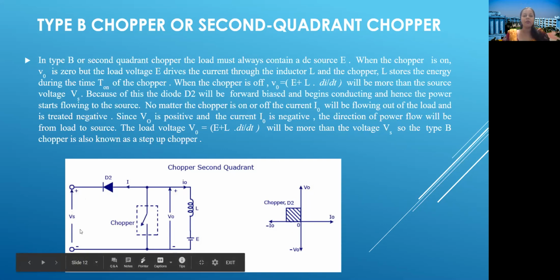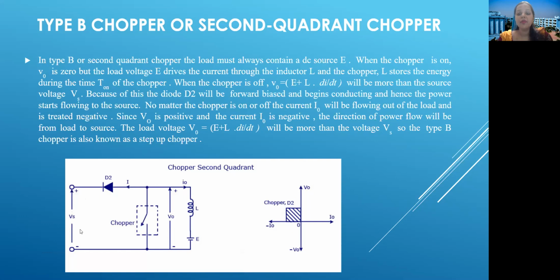No matter whether the chopper is on or off, the current I0 will be flowing out of the load and is treated as negative. Since V0 is positive and current is negative, the direction of power flow will be from load to source. Here the load voltage E plus L di/dt will be more than the source voltage. So type B chopper is also known as step up chopper, right? So type A chopper is similar to a step down chopper, and type B chopper is similar to a step up chopper.